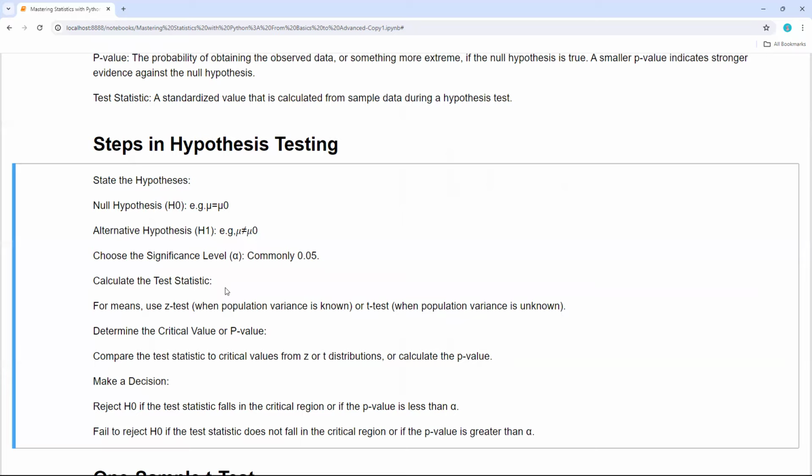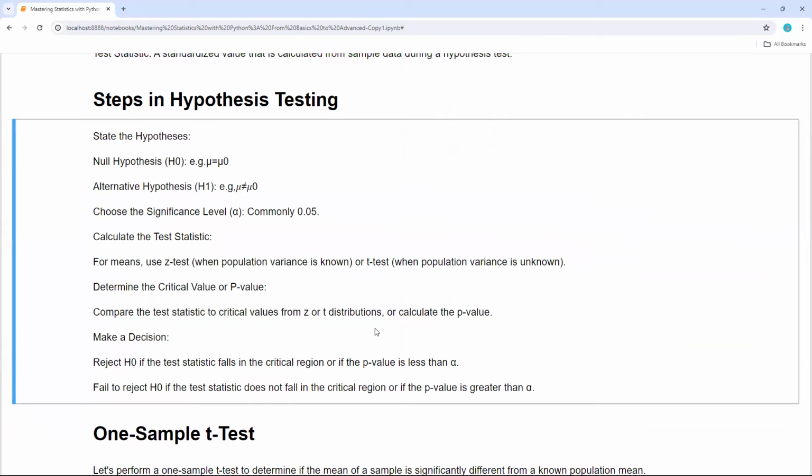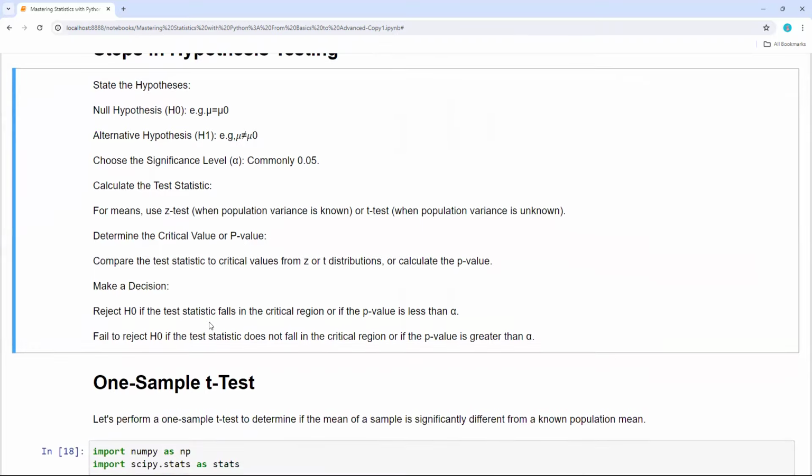Then we need to calculate the test statistic. For means, use a z test when population variance is known, or a t test when population variance is unknown. So based on this, we need to use the z test or t test. Based on the conditions, when the population variance is known, we will use the z test. If the population variance is unknown, we will use the t test. And we need to determine the critical value: compare the test statistic with critical values from the z or t distributions, or calculate the p-value. Then we will make some decisions.